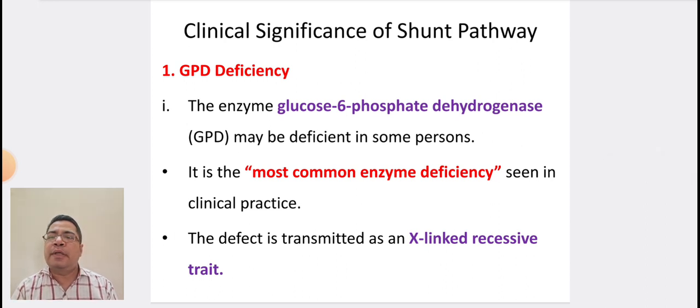Coming to the next point, clinical significance of the shunt pathway. First, G6PD deficiency. The enzyme glucose 6-phosphate dehydrogenase may be deficient in some persons. It is the most common enzyme deficiency in clinical practice. The defect is transmitted as an X-linked recessive trait.